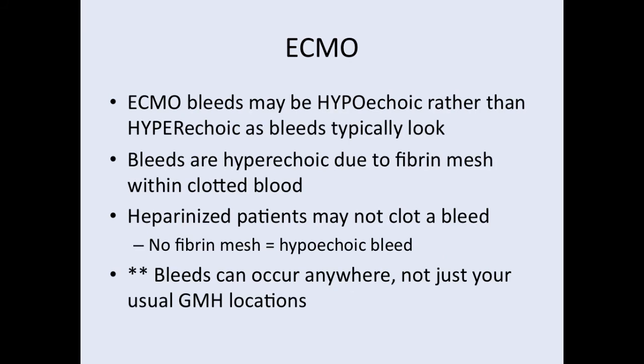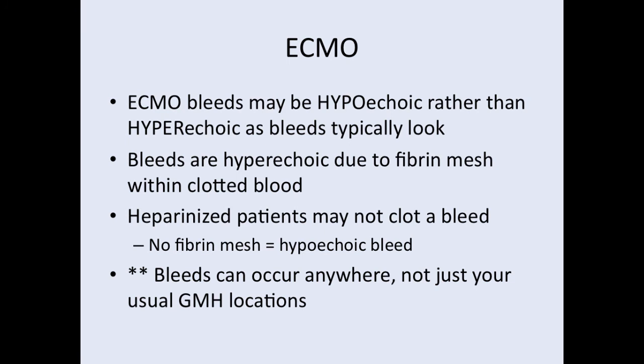The reason that these are important is that everyone's pretty familiar with looking for echogenic hemorrhages on cranial ultrasounds, but bleeds on ECMO due to the anticoagulation can be hypoechoic instead of hyperechoic. The reason that bleeds look hyperechoic in the brain is because of the fibrin mesh that forms within a blood clot. It has a lot of reflective surfaces that causes it to look echogenic.